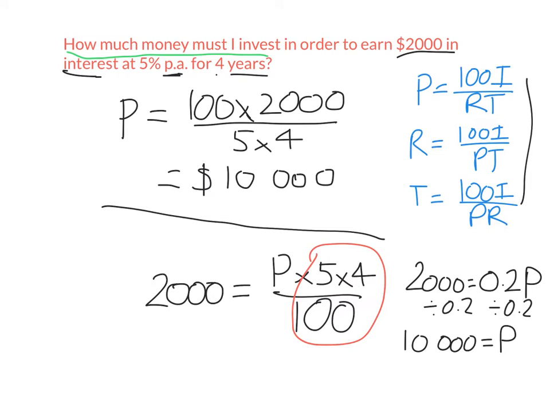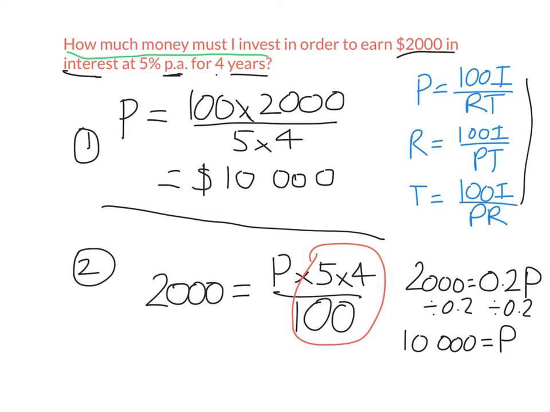So if I'm going to invest at 5% per annum for 4 years, $10,000 is the amount I must invest in order to earn $2,000 in interest. So I would have $12,000, $10,000 plus the $2,000 interest, at the end of the 4 years. So you can use either the first method or the second method, whichever one suits you best.